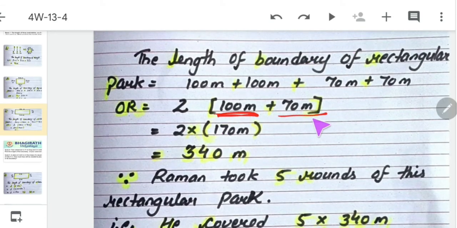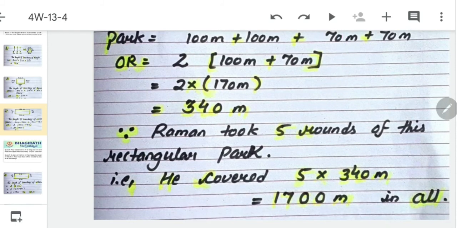So you can see here 2 into (length plus breadth). Length is 100 meter, breadth is 70 meter. So 100 plus 70 is 170 meter. And when we multiply 170 with 2, our answer is 340 meter.